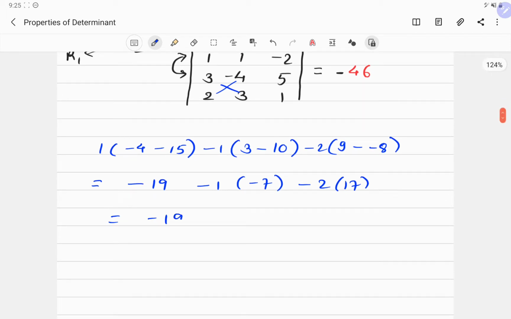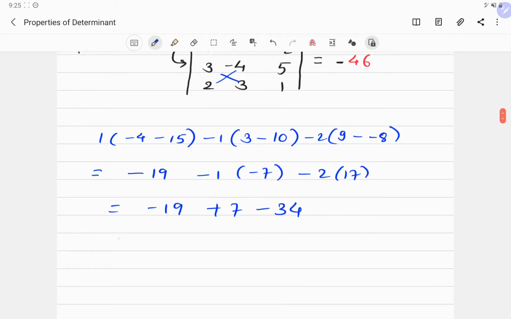Further, this is minus 19 plus 7 and minus 34. So what is your observation? So this minus 19 plus 7 is minus 12. This is minus 34, and minus 12 minus 34 is minus 46, right? Now here if you observe, the value remains same, only thing is the sign changes.